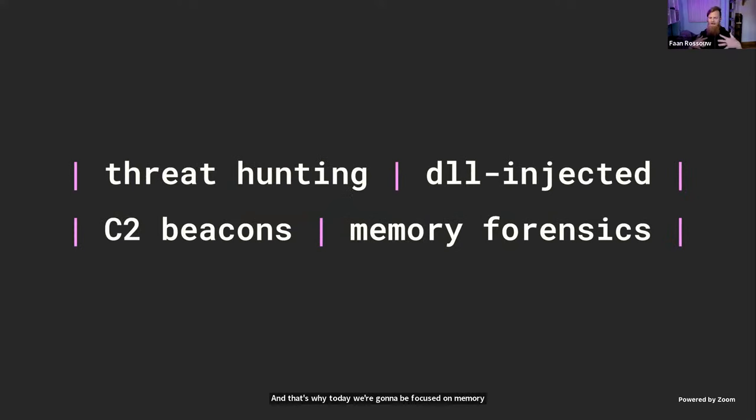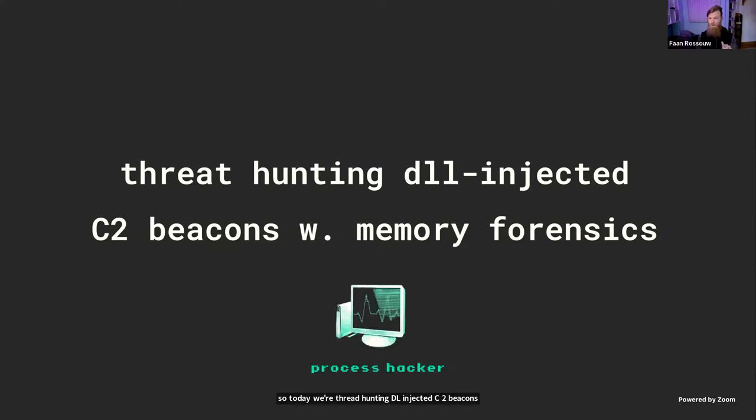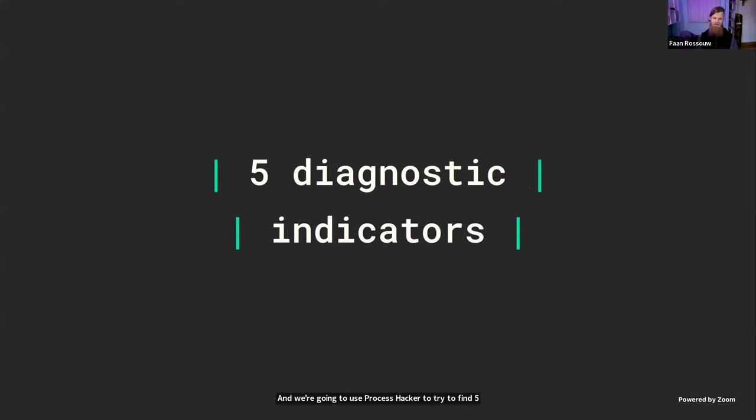Cool. So I've kind of broken the whole title down right now. I hope we all have a much better idea of what I'm talking about and why we're doing this. And so we can put everything back together. Today we're threat hunting DLL injected C2 beacons using memory forensics, and specifically using something called Process Hacker. And we're going to use Process Hacker to try to find 5 different diagnostic indicators. So let's go through these quickly.